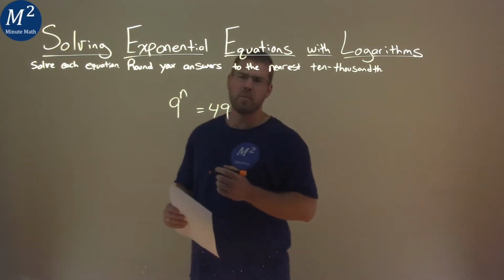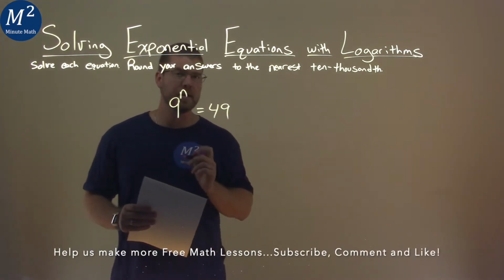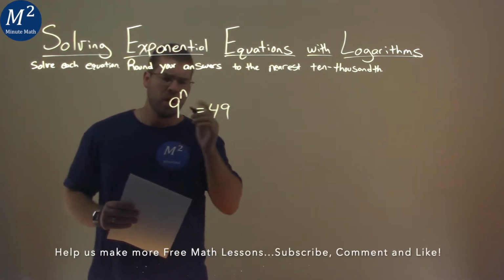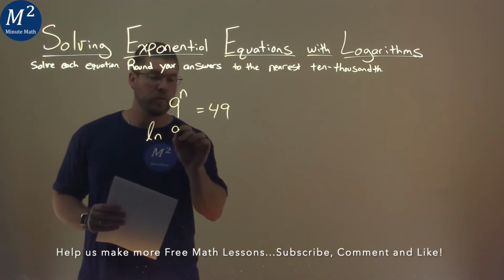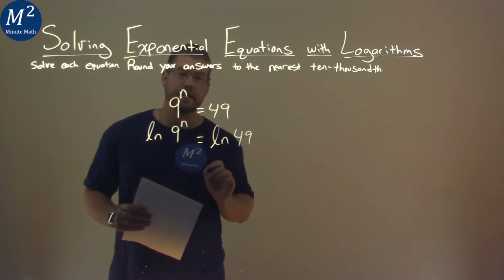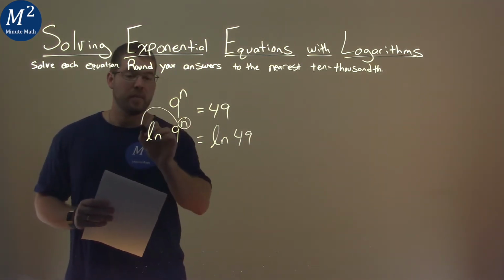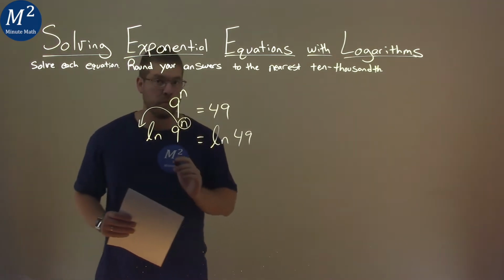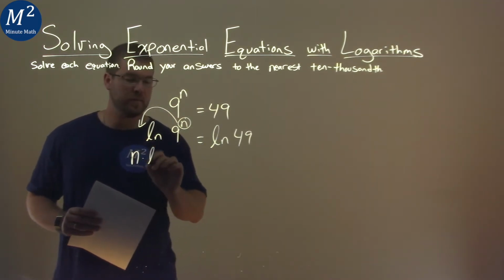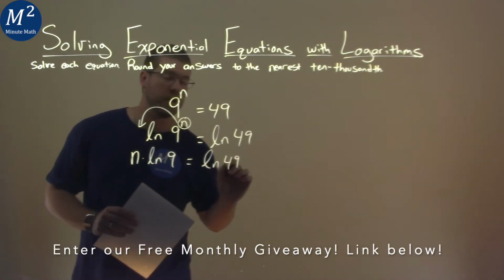We're given this problem right here. 9 to the power of n is equal to 49, and we need to solve this. Well, if I take the natural log of both sides, certain rules apply here. This allows us to take this exponent of n and put it in front with multiplication. So we have n times the natural log of 9 now is equal to the natural log of 49.